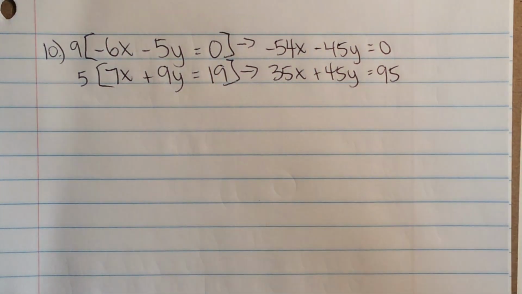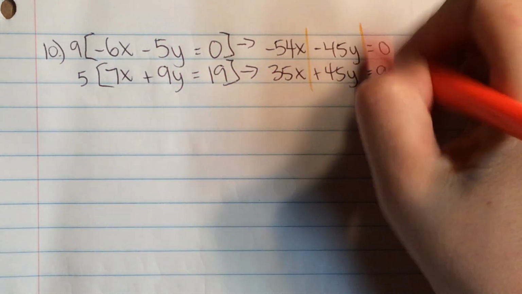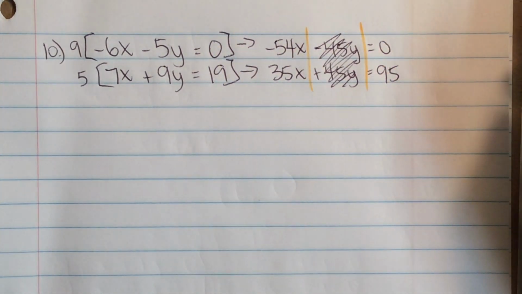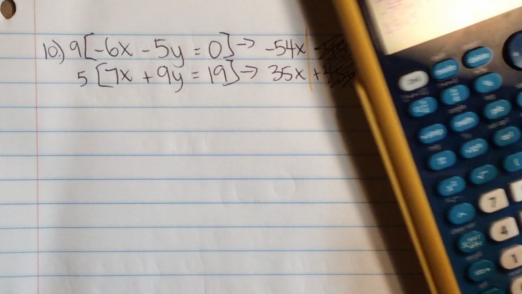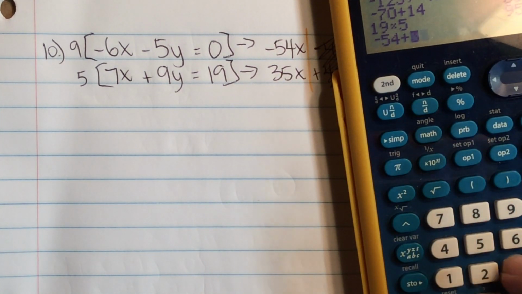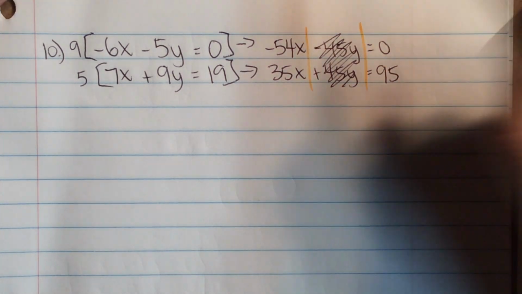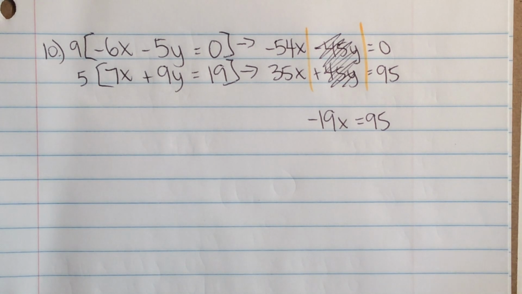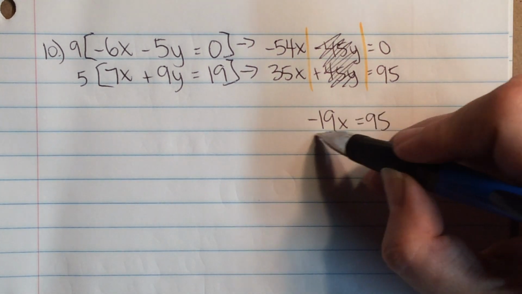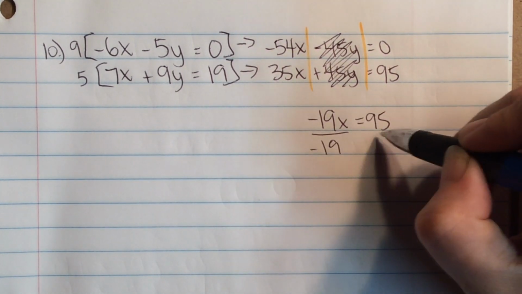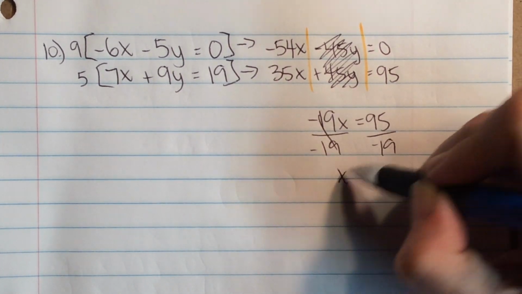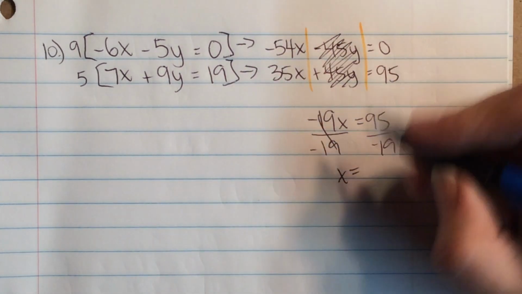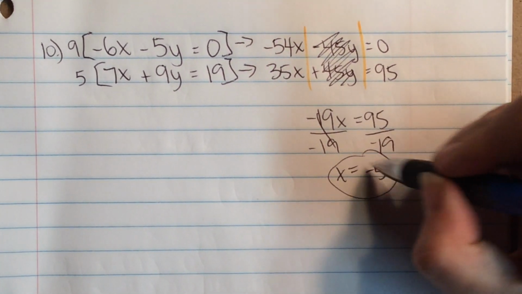All right. Almost done. We're on the home stretch. So the 45s will cancel. And now you have negative 54 plus 35, which is negative 19, equals 95. 19x equals 95. Then we're going to divide by negative 19. And I don't know what this is either. 5. So negative 5. So x is negative 5.